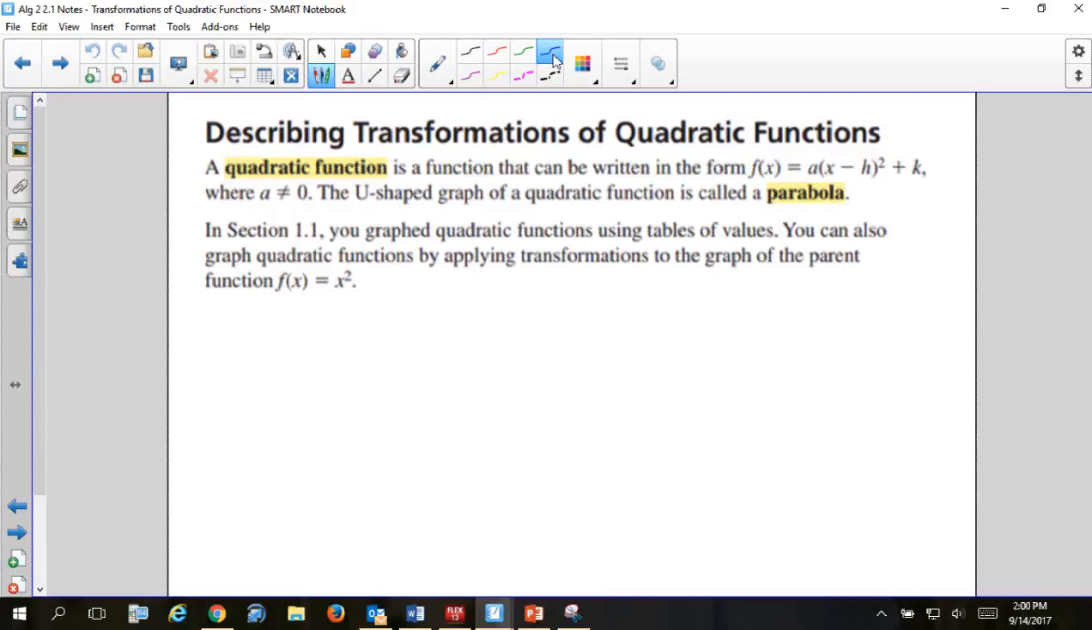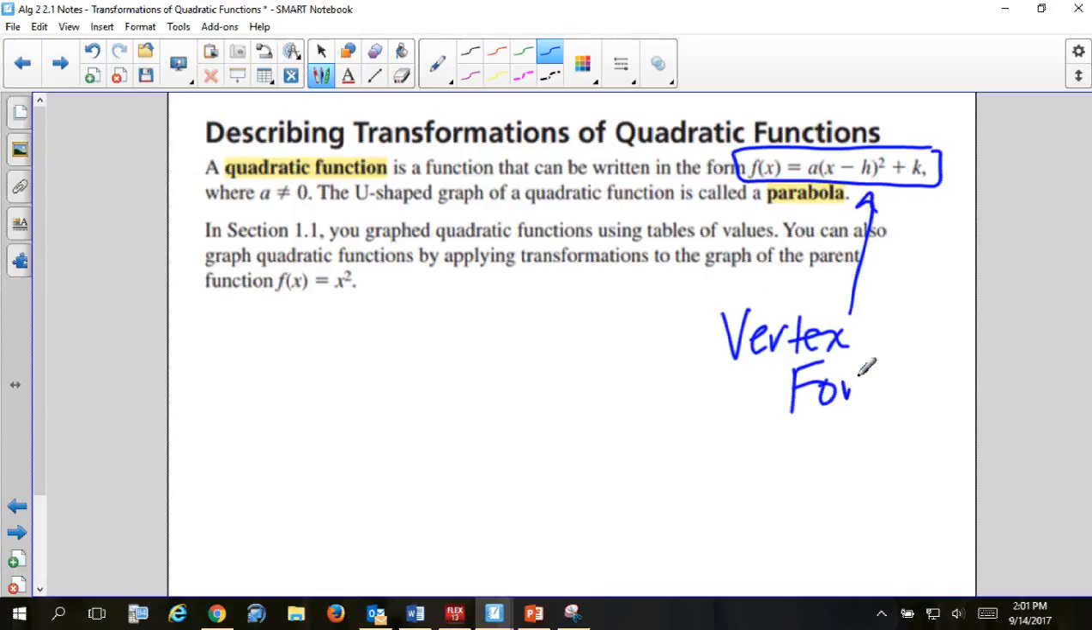And there is a form that we have been using for parabolas and for other functions, and it looks like this. And that's the form that we find all the transformations in. And this form does have a name in the quadratic function. This form is called vertex form. And that's because the vertex comes from the translations.